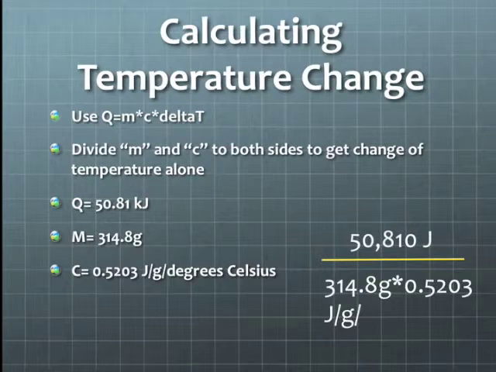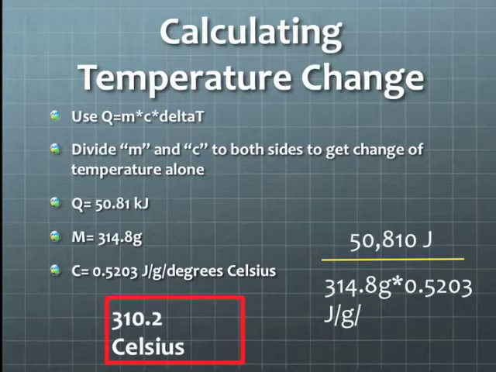also the heat absorbed value that we got in the previous question should be converted to joules because the specific heat capacity of argon is already in joules. And to do this, you move the decimal in 50.81 3 decimal places to the right because kilojoules is in the thousands unit. And after I worked with that formula, I got 310.2 Celsius as the change in temperature.